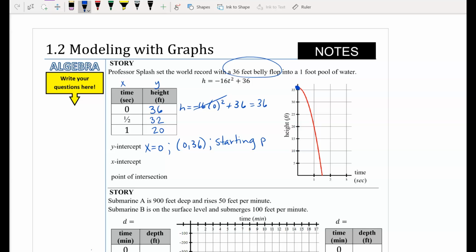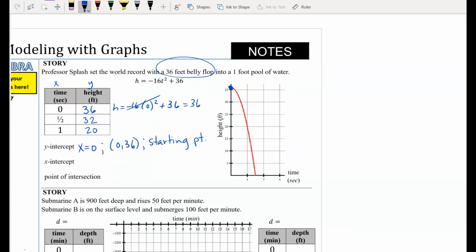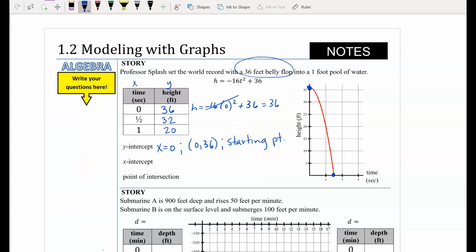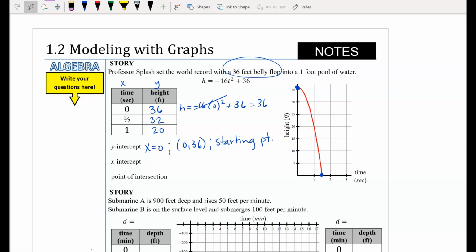And we know that he started from a platform that was 36 feet above the ground. Now the x-intercept is where the graph touches or crosses the horizontal axis. In this case, that looks to be about 1.5. And the y value is equal to 0 there. So x is 1.5 and y is 0. In this problem, that represents ground level because the height is 0 there. Height is the y value.